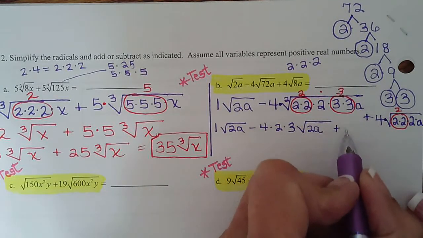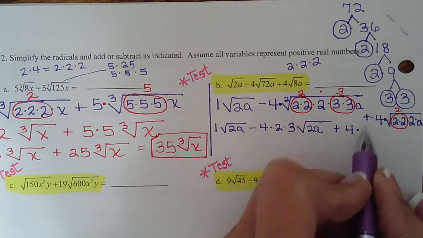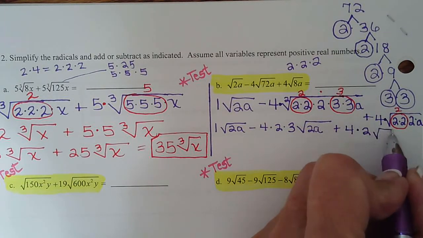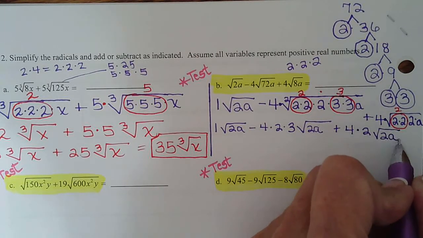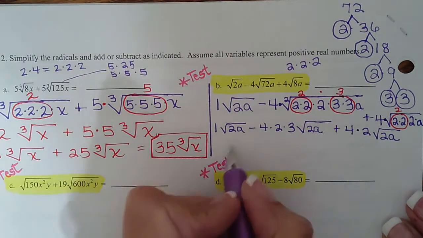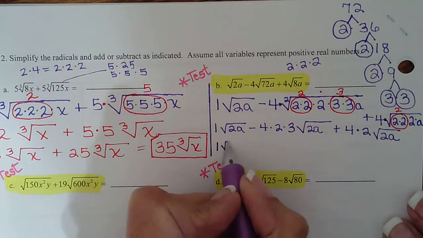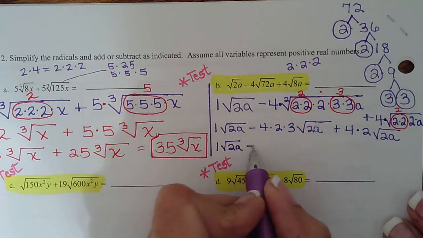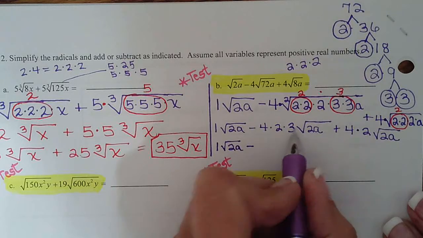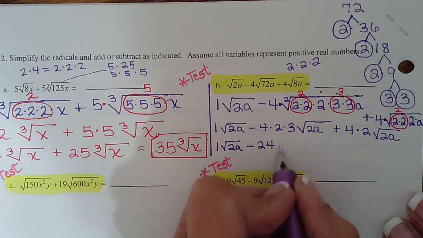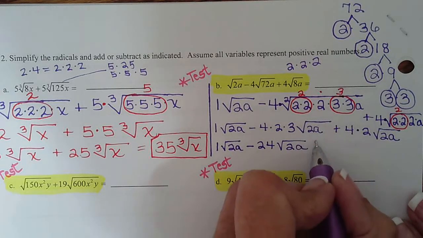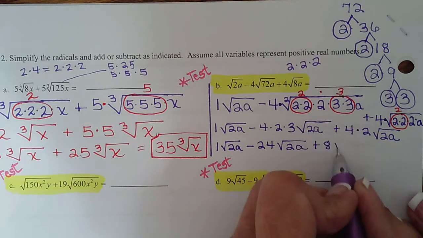For the last term, we have 4 times, those 2 2s came out as a single 2. And then under the square root, we have 2a. Not enough to get out of jail. There's only one of each. So now let's write what we have. We have 1 radical 2a minus 6 times 4 is 24, or 8 times 3 is 24. And then we have a radical 2a. And then we have plus 8 radical 2a.